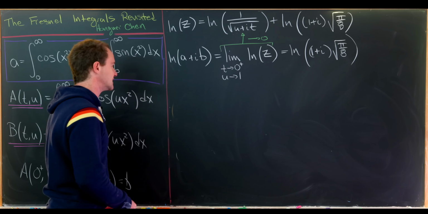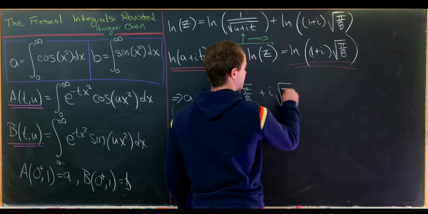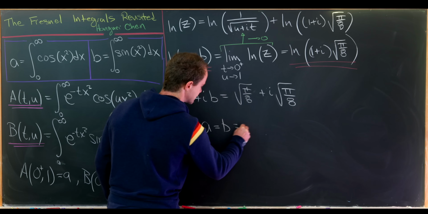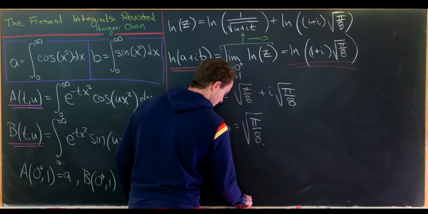Okay, so now let's look at both sides of the equation. We have this natural log of a plus ib is this natural log right here. But that means that a plus ib is equal to the square root of pi over 8 plus I times the square root of pi over 8. But then extracting real and imaginary parts from both sides of the equation, we see that we get a equals b equals the square root of pi over 8, which is the well-known value of these two Fresnel integrals. And that's a good place to stop.